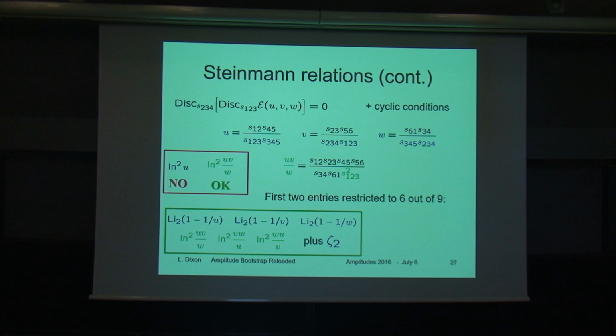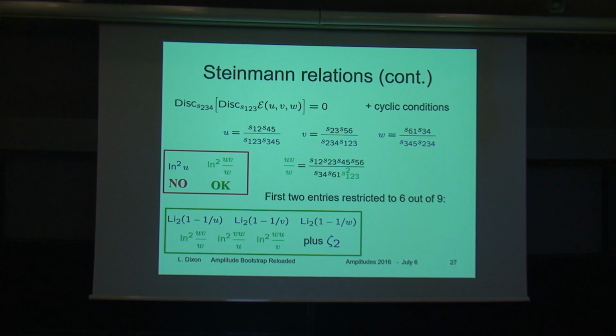But as soon as you square that logarithm, you get a cross term between log S123 and log S34, and that violates the Steinmann constraint. So log squared of U is not allowed as a sort of function in the 2, 1, 1, 1, 1 coproduct of any function. We'll call those Steinmann functions that obey that.